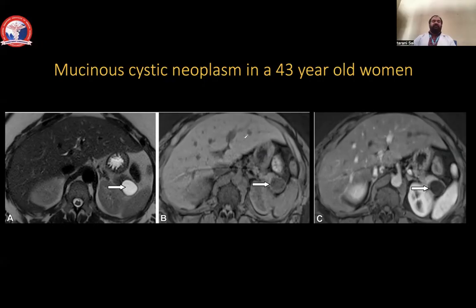You can see on the T2 weighted axial image at the level of the kidneys a well-defined T2 hyperintense lesion noted in the tail. On T1 fat sat, it is being suppressed. No, sorry, it is not being suppressed. It's a cystic lesion.